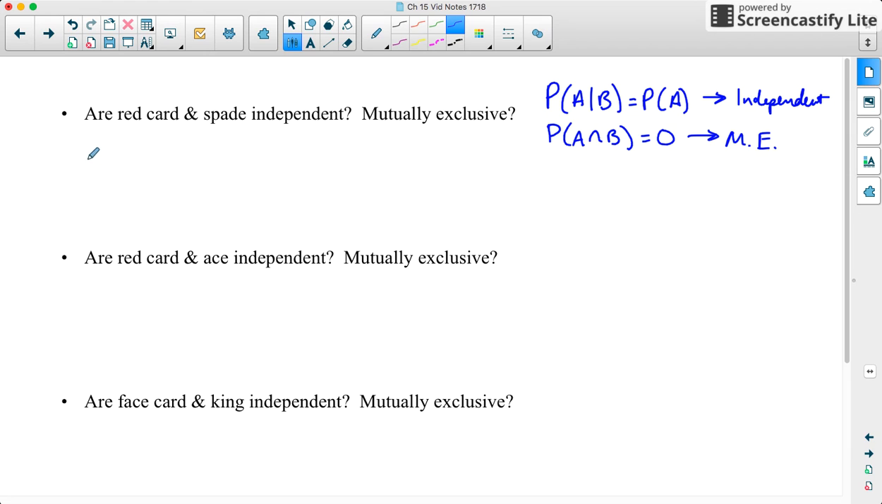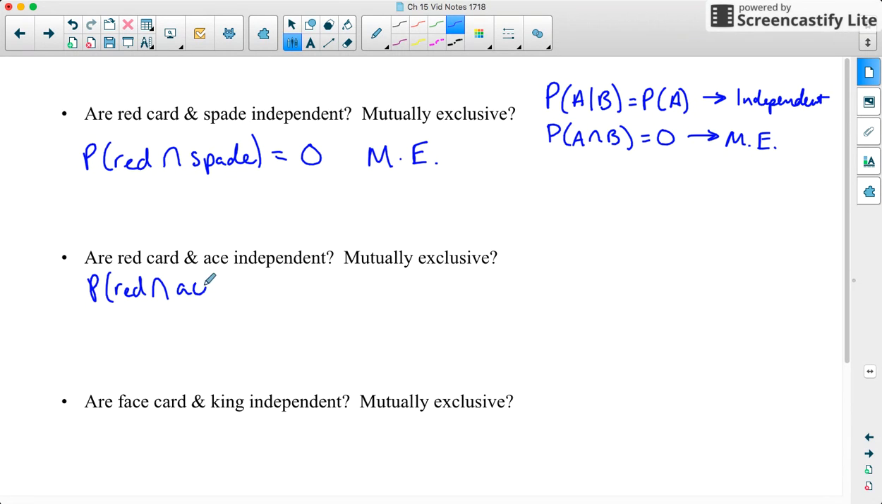So if we're looking at red card and spade, the probability of red and spade: is it possible for a red card to be a spade? No. Because of that, it's mutually exclusive. All right, how about red and ace? Well, yes, we have red aces, so it's not mutually exclusive. Red and ace does not equal 0. Actually, let's do this the right way. How many red aces do we have? We have 2 out of 52, which is not equal to 0. So it's not mutually exclusive.